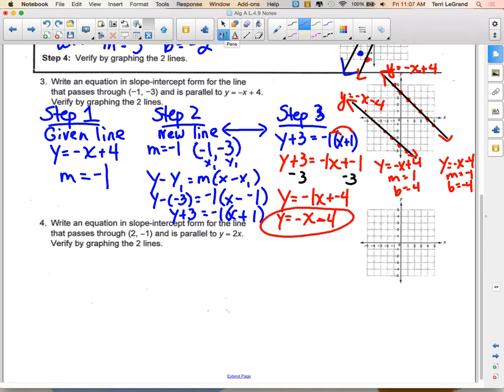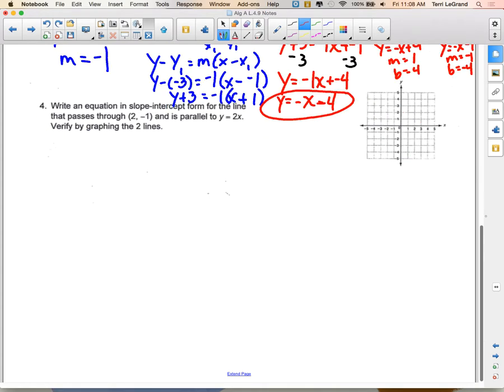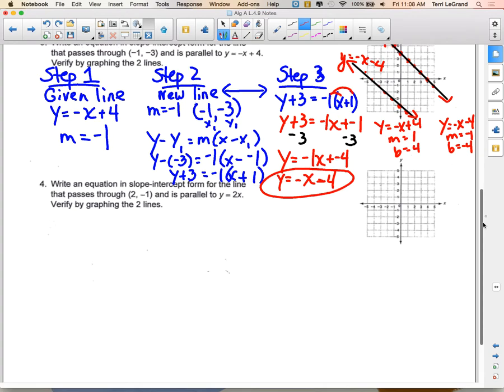Okay, I think mine's right now. Do you agree with me? So it appears they are parallel, doesn't it? Okay, we got one more to do here quick. So ready to dive into the next one?